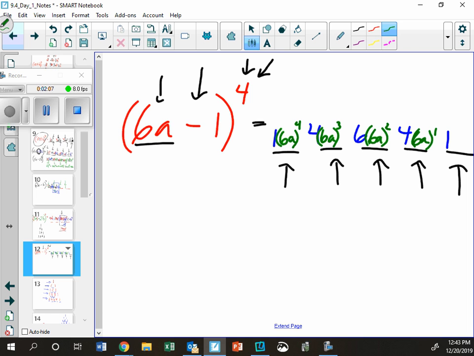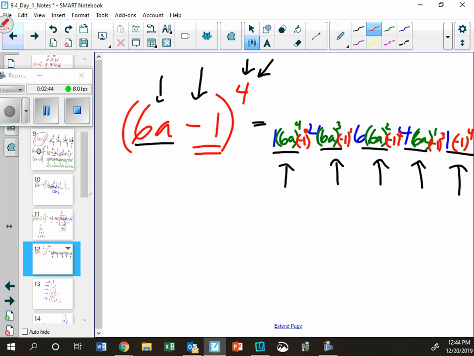All right, then the last piece, and I wish I could write even smaller to do this, but that's this -1 has to be put to every power also. So that's going to be -1 to the 0 power, -1 to the first power, and notice I'm rising now, -1 to the second power, and -1 to the third power, and then -1 to the fourth power.